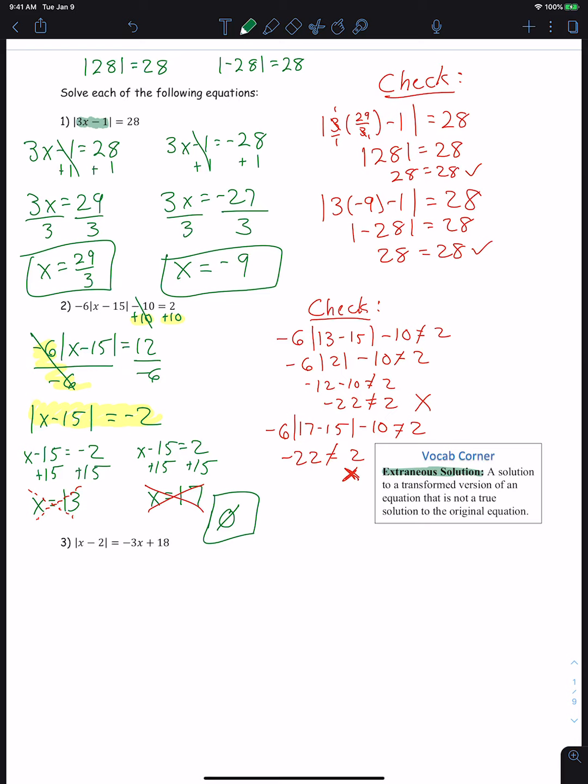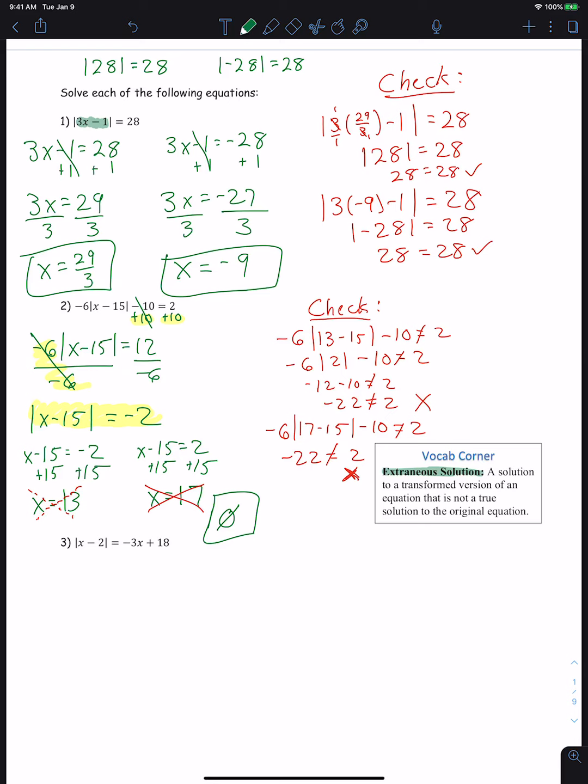And some of you guys might have seen this right off the bat. You might not always see it right off the bat. But say you just stopped right here, and you said, well, I know that an absolute value can't equal a negative number, so I'm just going to cut off right here and say, no solution. You could do that too. But you might not always see that.